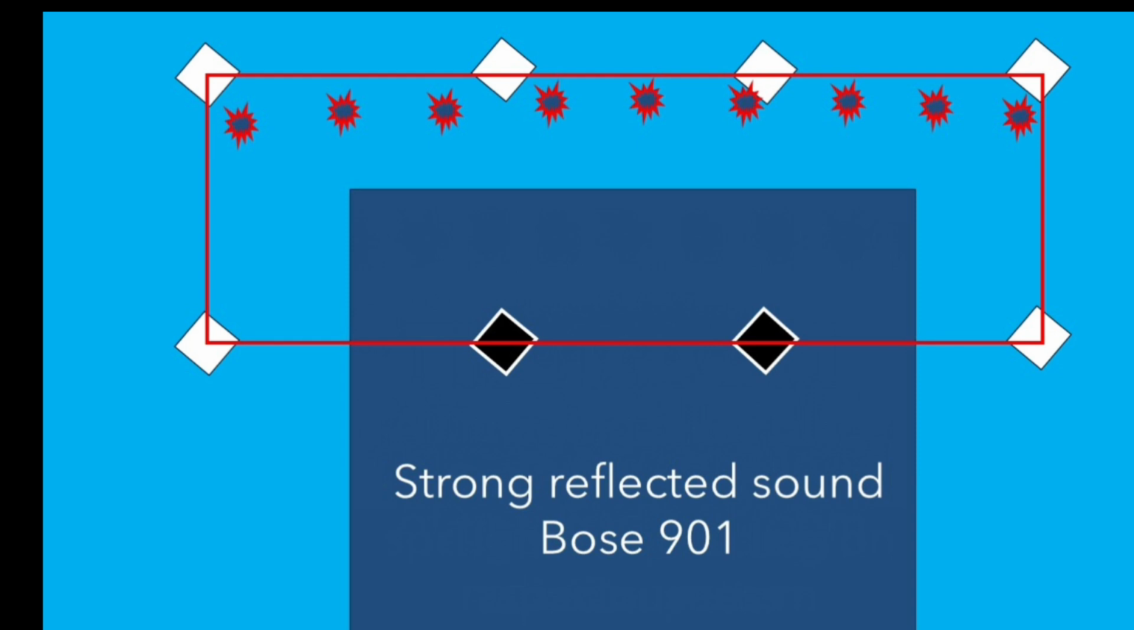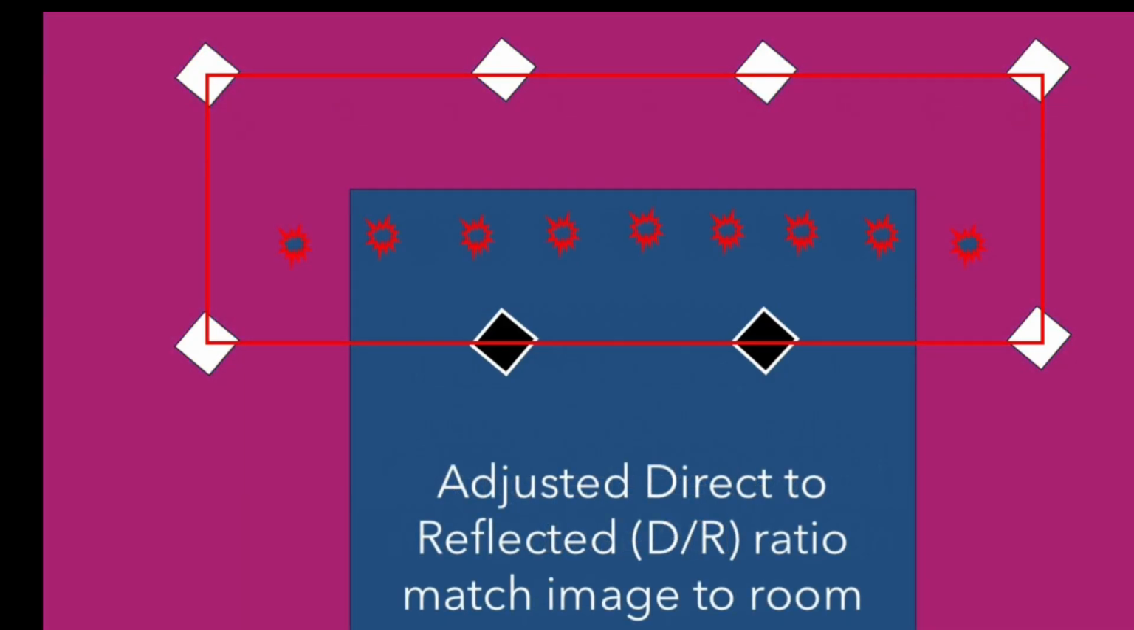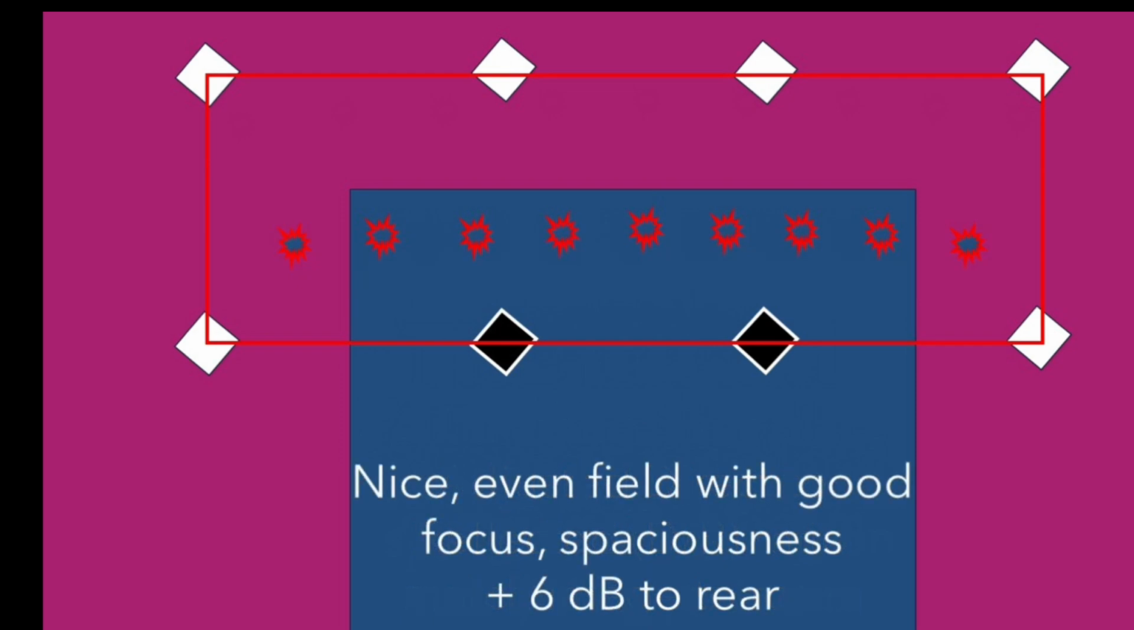If there was more sound cast to the rear of the speakers, the image speakers at the back of the image field would dominate, and the sound would position itself somewhat like this. If you can adjust the direct to reflected ratio within your room by listening, you might be able to get a near perfect sound field that looks something like this. To do this, it would require at least 6 dBs more output to the rear than to the front.